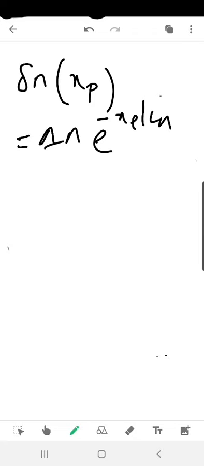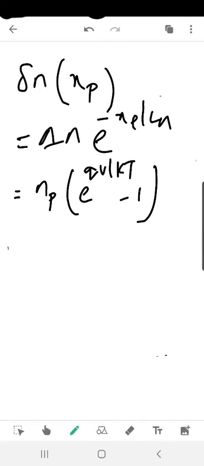Now we have calculated the value of delta n. It is Np multiplied by e raised to the power qV divided by kT, minus 1. This is the value of delta n. So we will use the value of delta n and multiply it by e raised to the power minus xp divided by Ln.